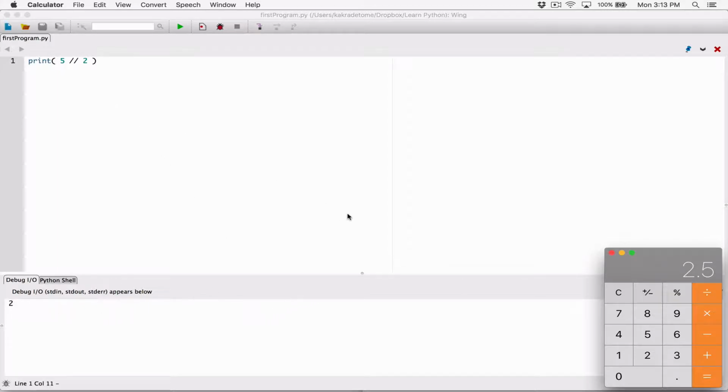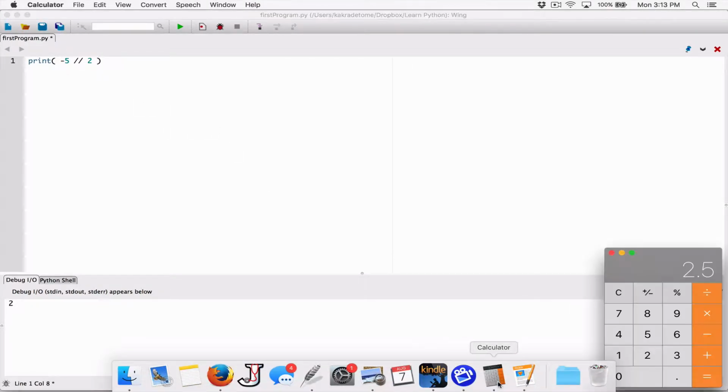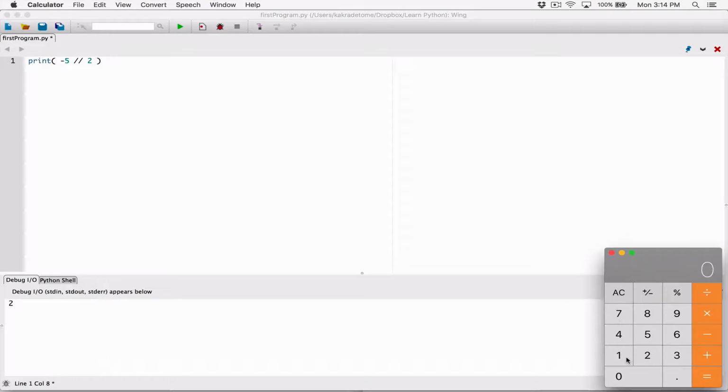But if we try to do, let's say, -5 integer divided by 2, when we try to do a regular division in our calculator, -5 divided by 2, we get -2.5. And you would think that the way integer division works is it's going to drop off anything after the decimal point and give you -2.